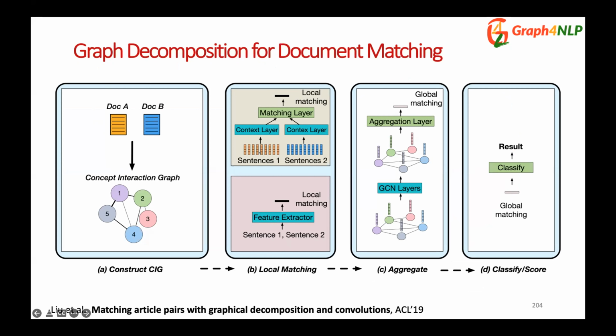So we can use different matching models. For example, we extract different similarity features, or we can use a Siamese network where we have a shared encoder for the left part and the right part, and we have a matching layer to calculate the matching vector. And after this local matching module, for each node, we have a local matching vector. Then we perform a graph convolutional network to propagate and exchange the messages between different local parts and get an aggregated vector, which represents the whole document-level matching, and we classify based on this global matching vector.